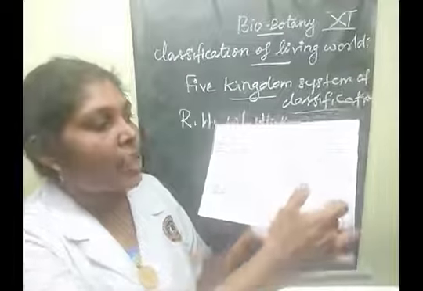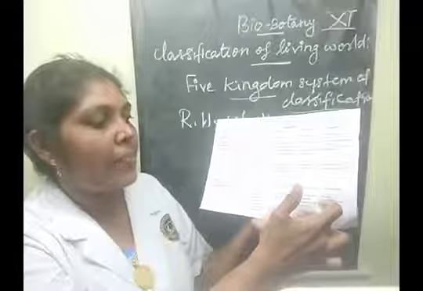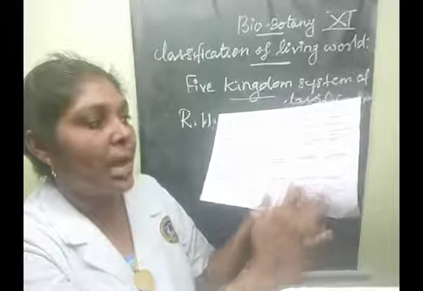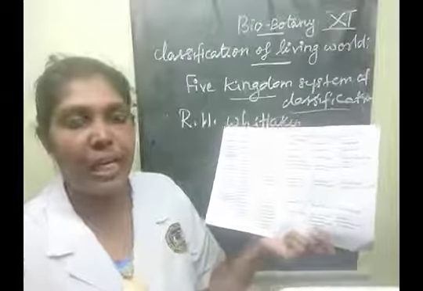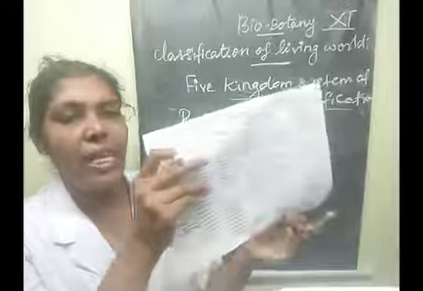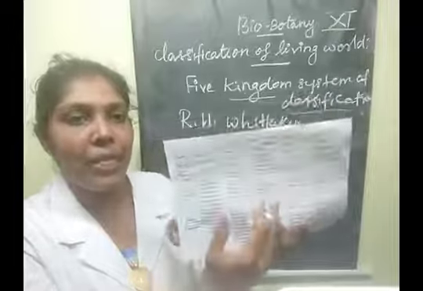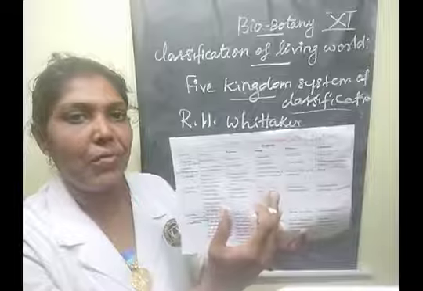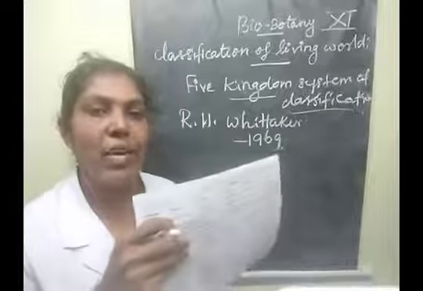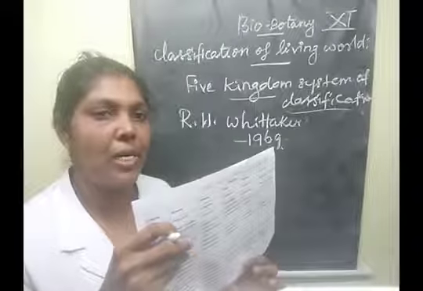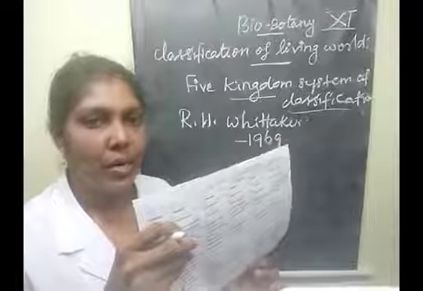The last one is the Animalia kingdom. The examples of Animalia are sponges, invertebrates and vertebrates. Clear, children? So this is one of the comparative studies of salient features of the five kingdom system of classification. This is one of the very important question and answer, children. So you should make it thorough.